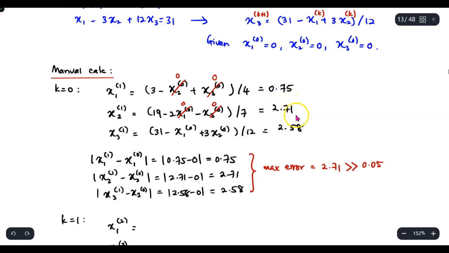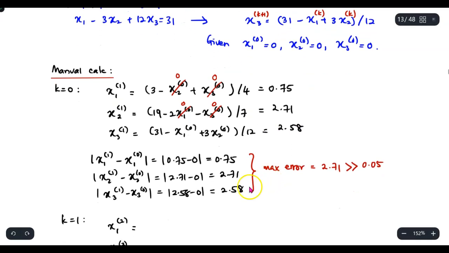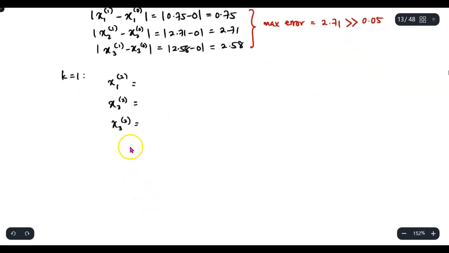So you are going to put 2.71 and 2.58, okay, at the location for the x2 and x3. Similarly for the x2 and x3, the calculation for x2 and x3 here. And then after that, you need to check the error again for the x1, x2, x3, and take out which one is the maximum error, and then see whether it is less than the given epsilon. If it is not, it means you need to proceed to k equals 2. Okay, so that is basically the manual calculation.